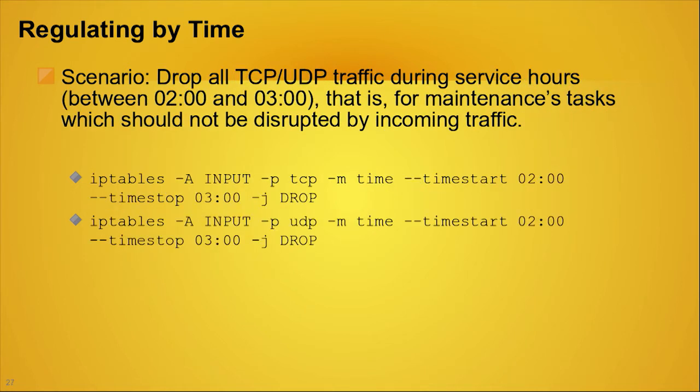So, here is an example, drop all TCP UDP direct during service hours between 2 and 3, that is for maintenance tasks which should not be disrupted by incoming traffic. So, sometimes if you remember, the net will be down, that is what people will say. Now, how do you make the net down? You can either hardwire and pull all the wires out, or you can use a firewall which tells you that between this time and this time, no network traffic should be allowed inside my network, so that I drop every packet and you do the task whatever you want to do, then restore the traffic. So, this is another way of using the firewall.